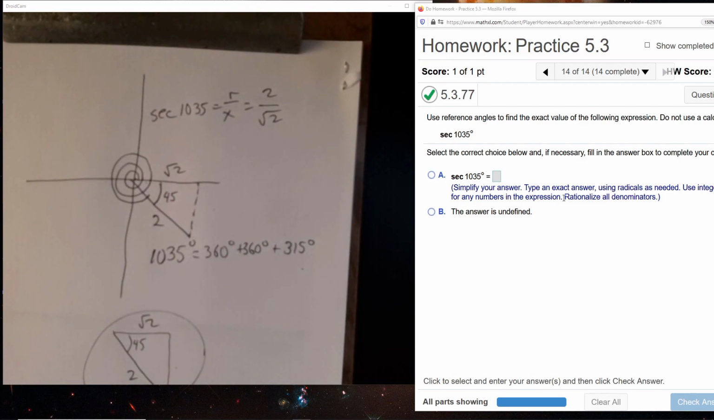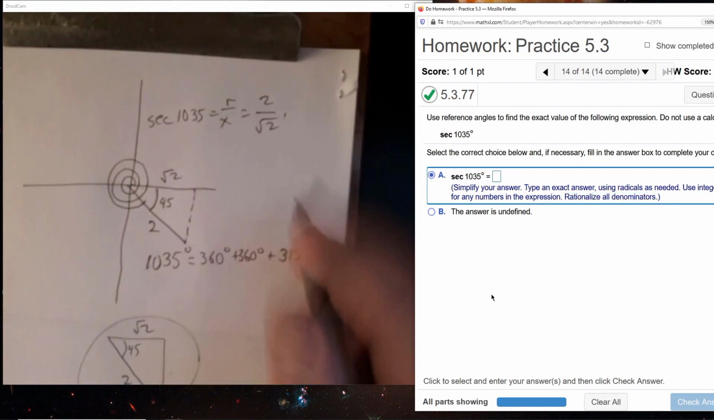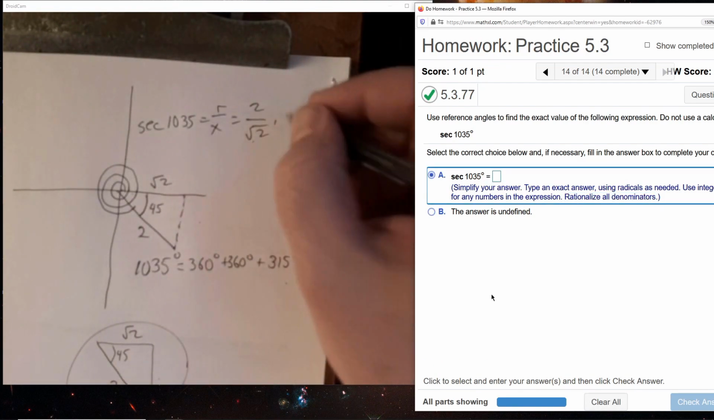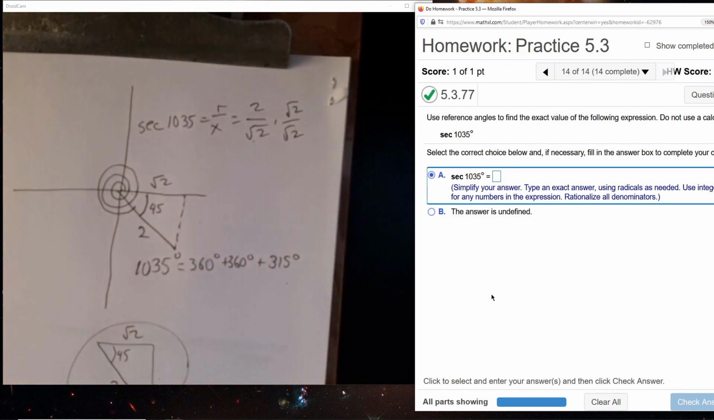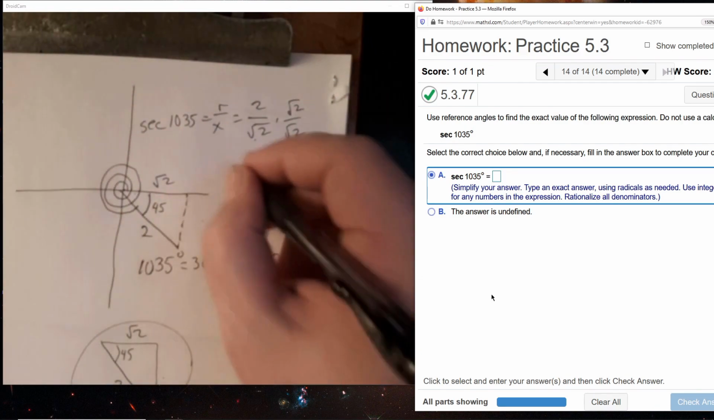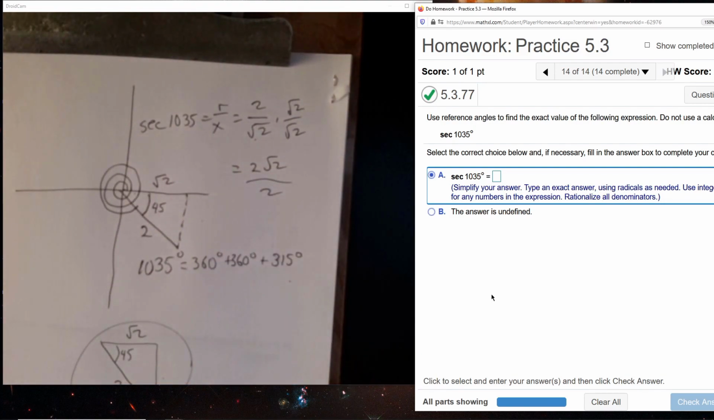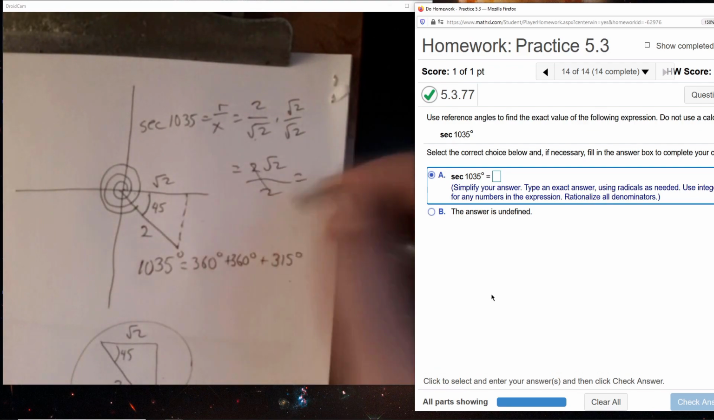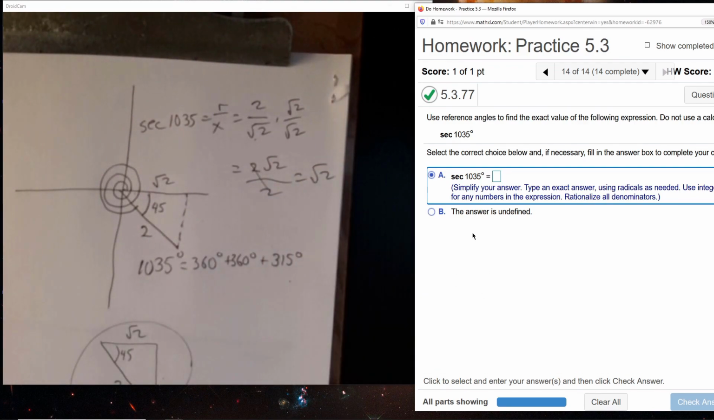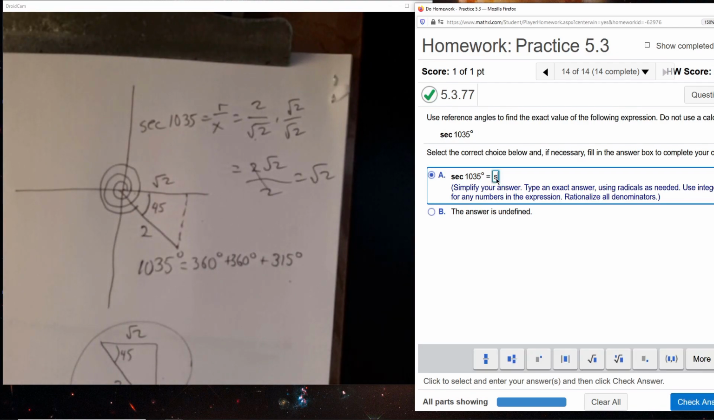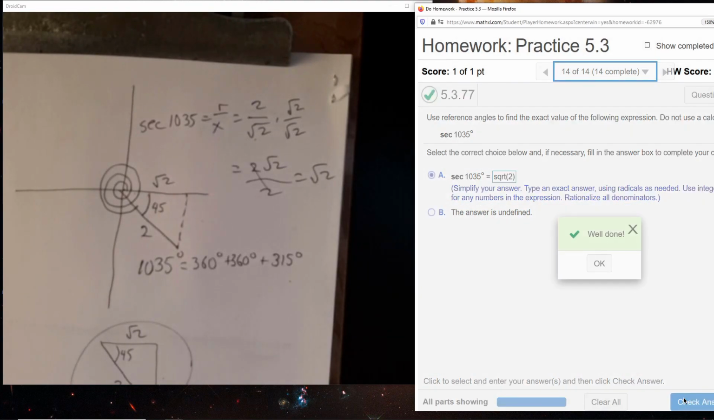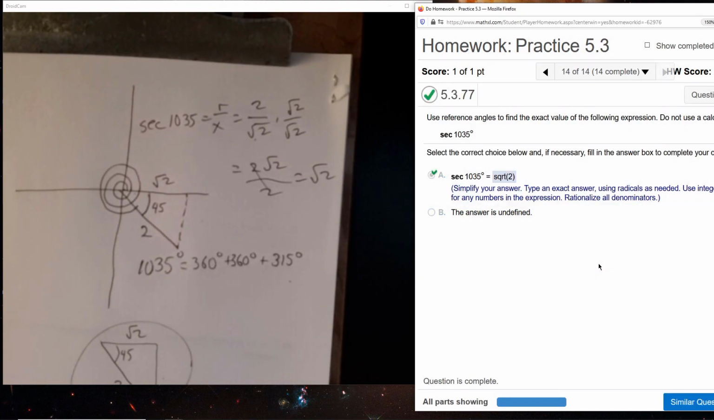Now, MyMathLab does again say rationalize the denominator. And so that means we got to get rid of the square root. We do that by multiplying by square root of 2 over 2. And so we'll get 2 square root of 2 over 2. And I won't forget this time that these 2's will divide out to get square root of 2. And that is practice 5.3.